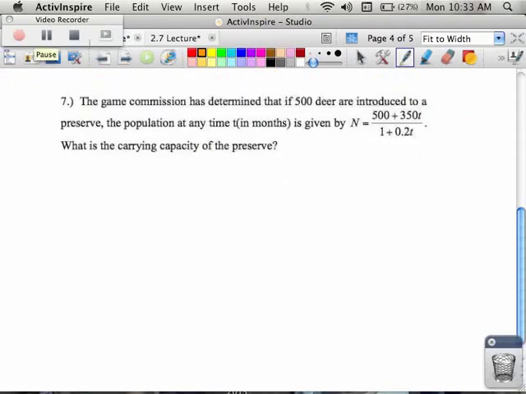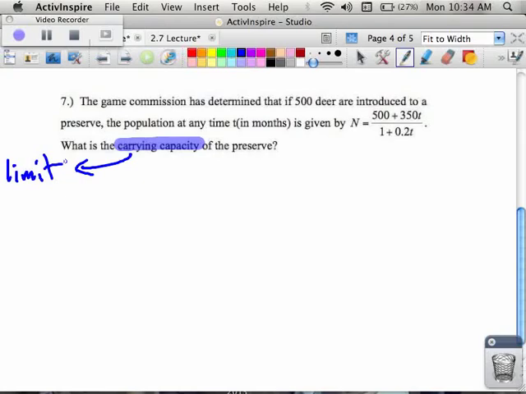I want to talk about number 7 first, and I'll come back to number 6. In number 7, they're talking about a limit. They're talking about these deer, and they say there's 500 to start with, and there's a population given by some kind of function, n of t. So n is the number of deer, t is the time in months. And they say carrying capacity. That phrase basically means the limit.